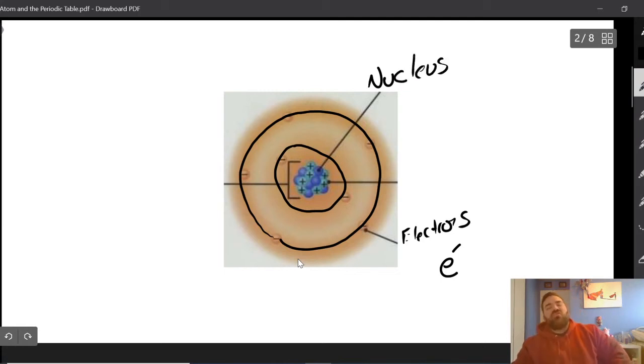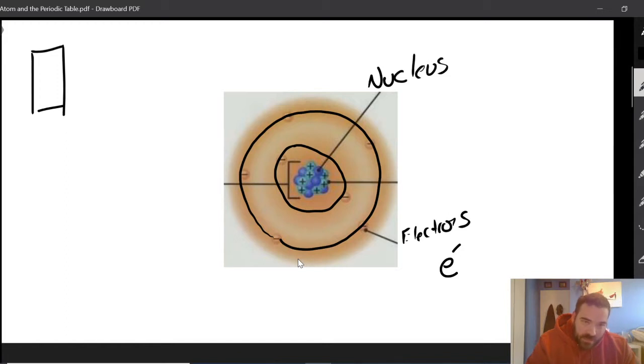The nucleus is extremely small relative to the size of the atom. In fact, if the atom was the size of a football field, and these edges would be the valence electrons, the nucleus would actually be about the size of a fly that landed right in the middle of the football field.